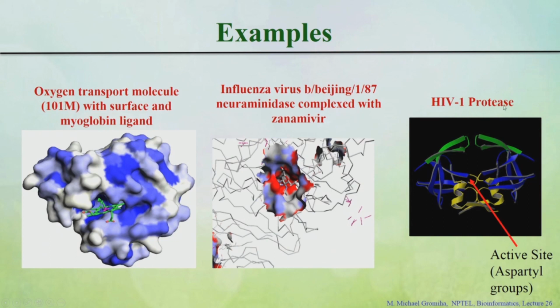This is another one, HIV protease. Here also you can see aspartyl group, this can be acting as these active sites, so that the ligands can go and interact at these sites. So, there are several examples available in the literature for the protein ligand complexes.